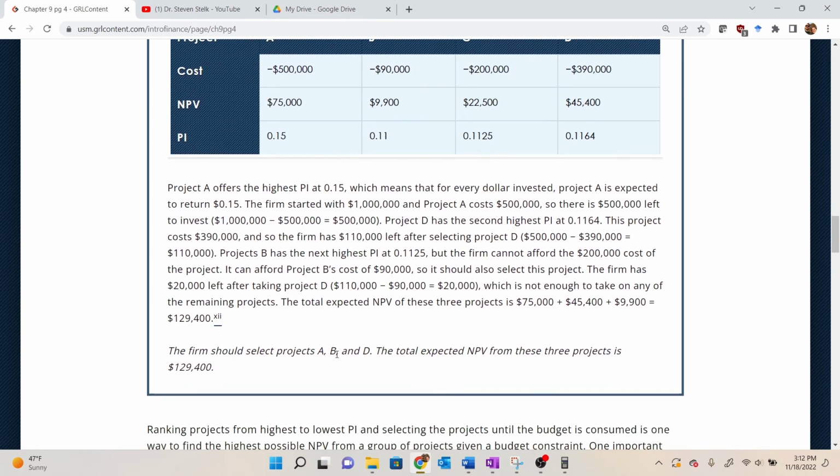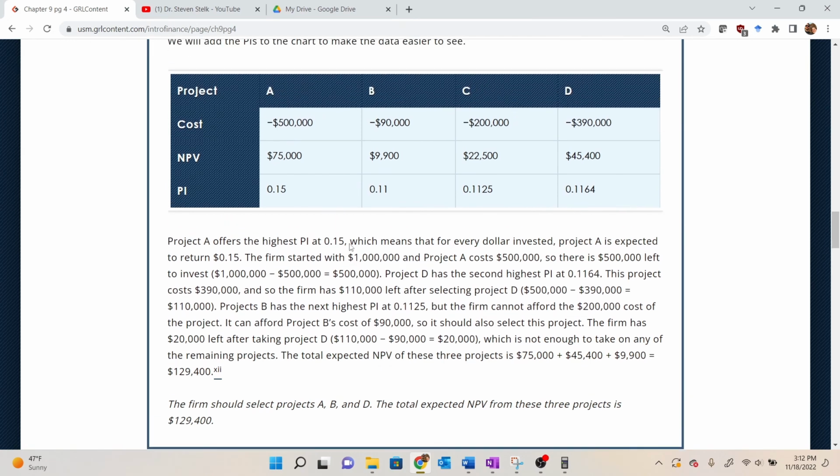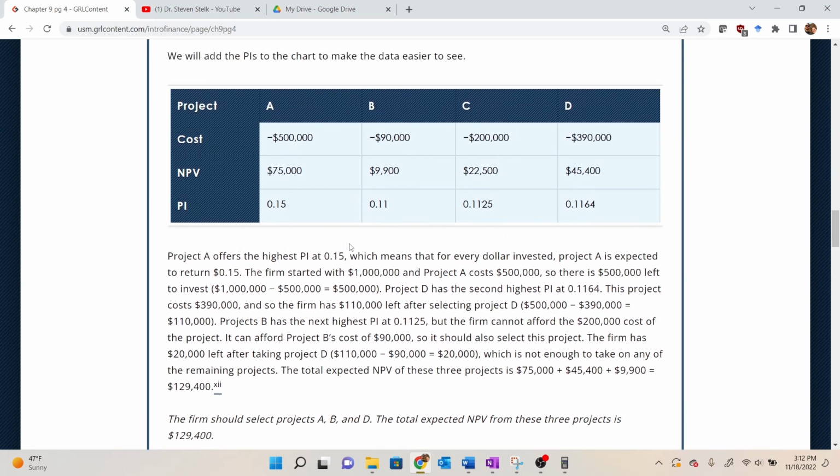We should select projects A, B, and D, and then the total net present value from these three projects is $129,400. Now, profitability index is kind of a shortcut to be able to figure that out. With only 4 projects, you could also just sort of game this, figure out which combination of projects you could afford with the $1 million budget, and then just play with the net present values until you find the highest possible net present value you could earn.